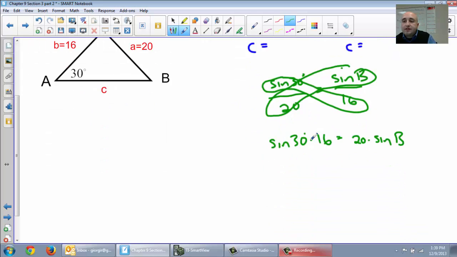Let's get sine of B by itself. Divide by 20. The 20s go away, so I'm now left with sine of angle B is equal to, we need to get an answer here on our calculator. So I'm going to open up my calculator.